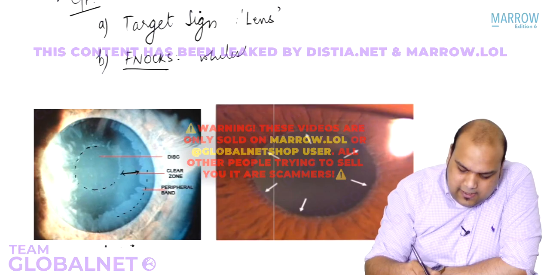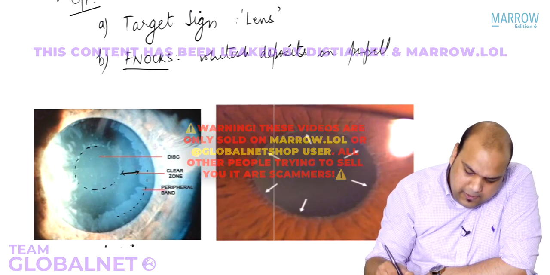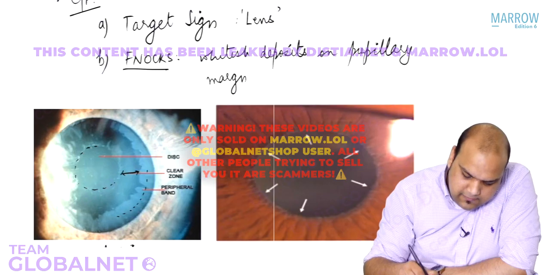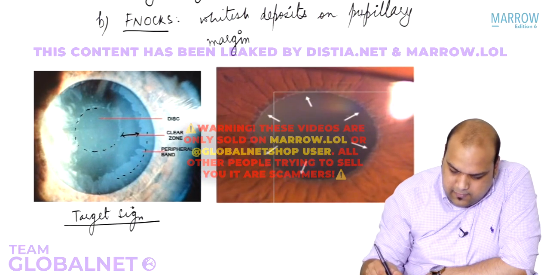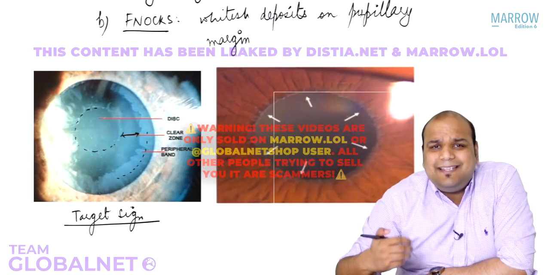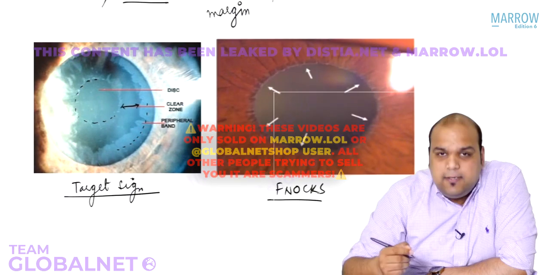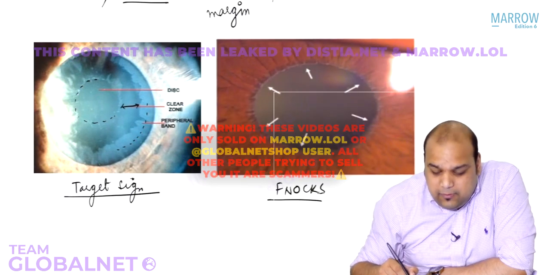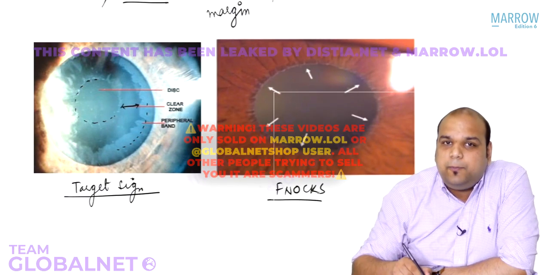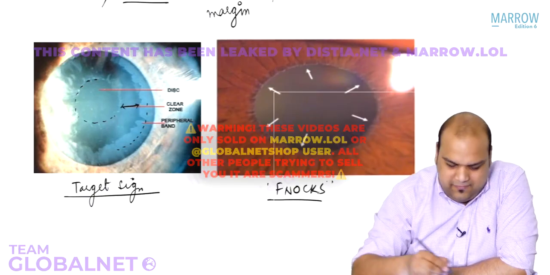Phennox are whitish deposits on pupillary margin. Whitish deposits on pupillary margin. All the exfoliative material that is accumulating will get deposited on the pupillary margin also. So as you can see in the image on the right now, there is whitish deposition all over the pupillary margin, and this is known as phennox or nox.